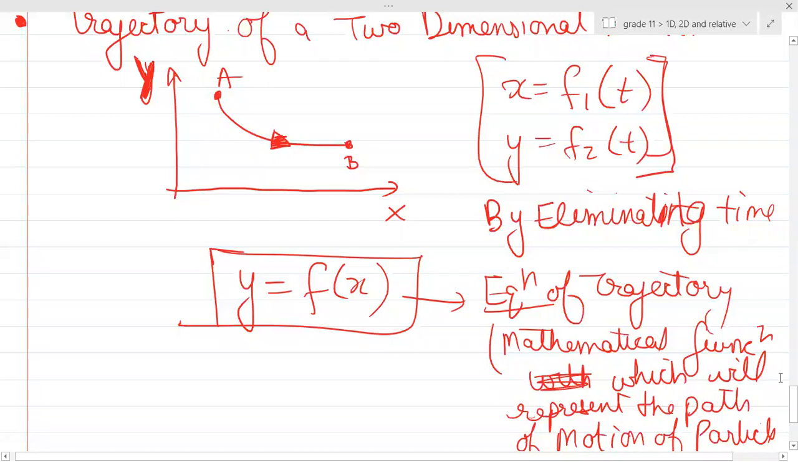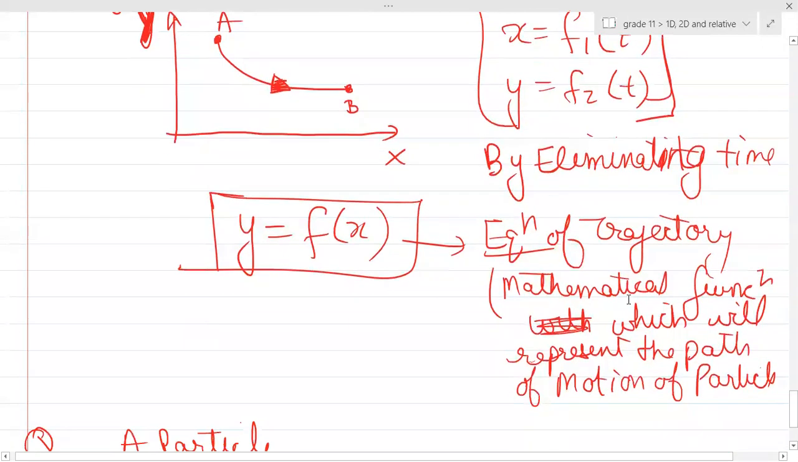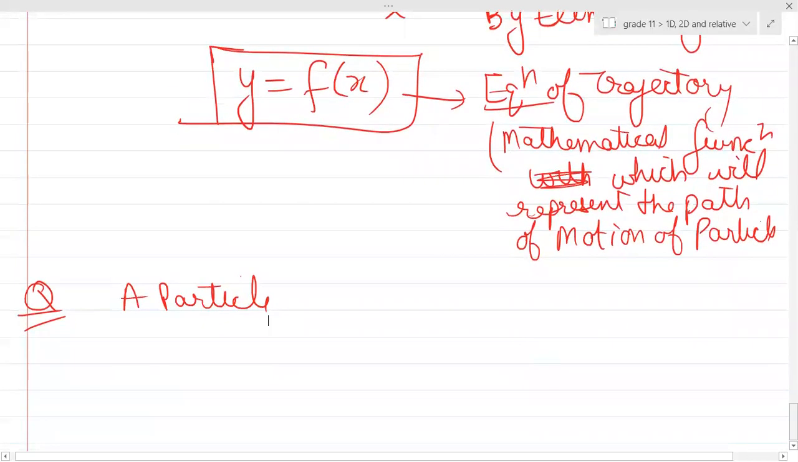So anyways, we were discussing that this relation between the y coordinate and the x coordinate, y as a function of x, is called the equation of trajectory. It is the mathematical function which represents the path of motion of the particle. Is this clear? So we discussed this, and we'll try to find this equation of trajectory. So there is a particle which is doing 2D motion.